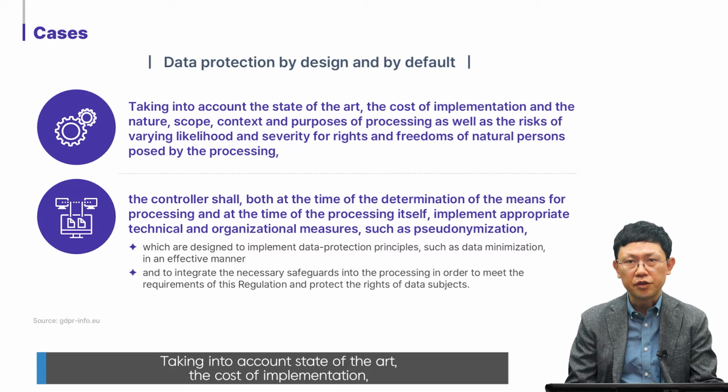Taking into account the state of the art, the cost of implementation, and the nature, scope, context, and purposes of processing, as well as the risks of varying likelihood and severity for rights and freedoms of natural persons posed by the processing, the controller shall, both at the time of the determination of the means for processing and at the time of the processing itself, implement appropriate technical and organizational measures such as pseudonymization, which are designed to implement data protection principles such as data minimization in an effective manner, and to integrate the necessary safeguards into the processing in order to meet the requirements of this regulation and protect the rights of data subjects.